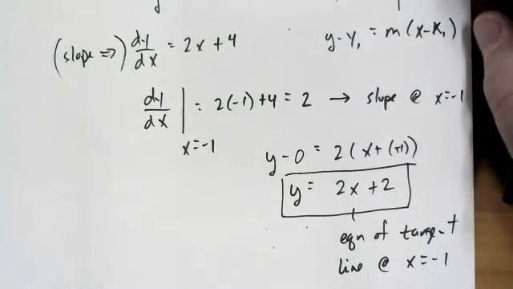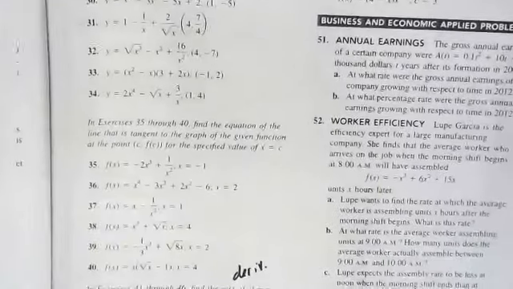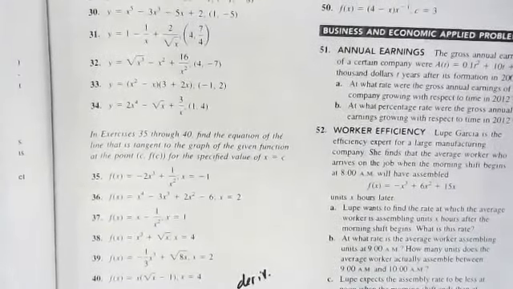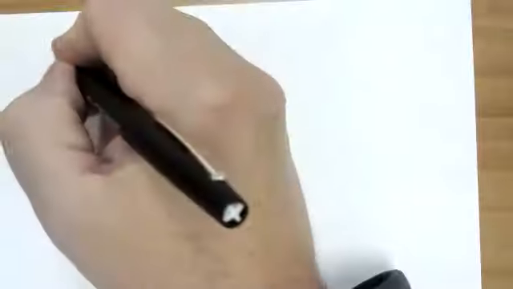All right, let me do one more example. Hopefully it's becoming clear what these problems are all about. Let me do one out of the book. I'll do one of the even numbered ones. I'm going to do number 32. Looks a little messier, a little more complicated. So let me write it down.